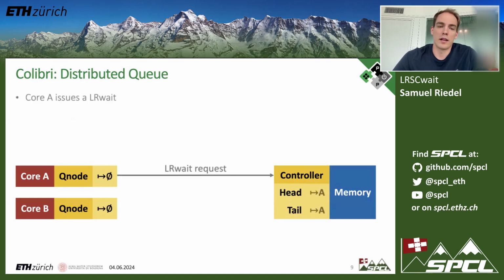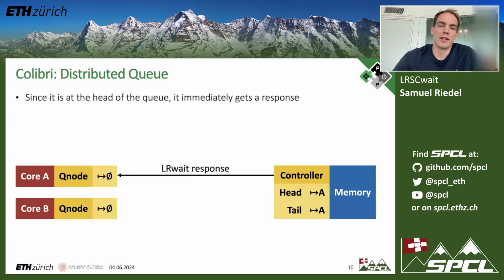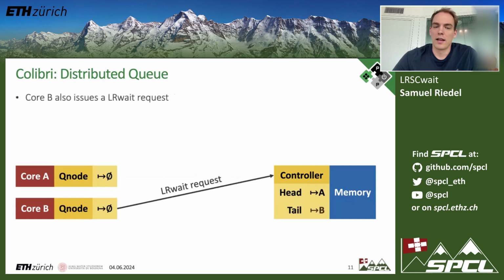But then when core A, for example, issues a load reserved wait request, it will enqueue itself in the memory. The queue now has one single entry, and it will immediately get a response because it's at the head of the queue. We can then have the same for core B. So core B will enqueue itself, but now it will just update the tail pointer. So this is really like a linked list, but all of these requests just go through an interconnect from core to memory in actual hardware.